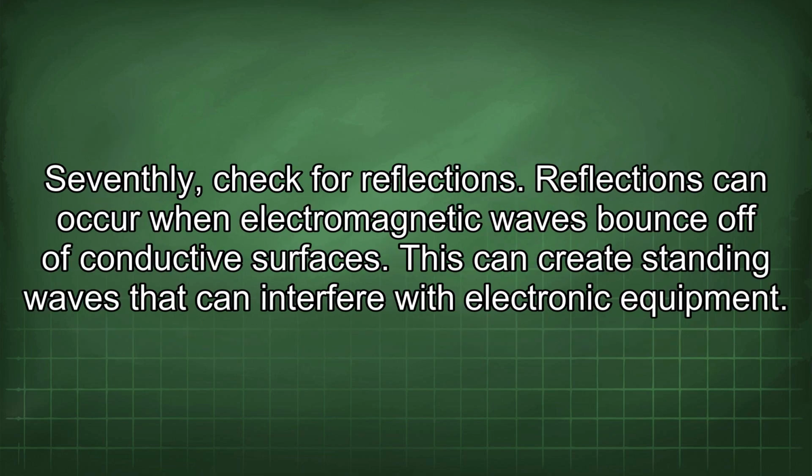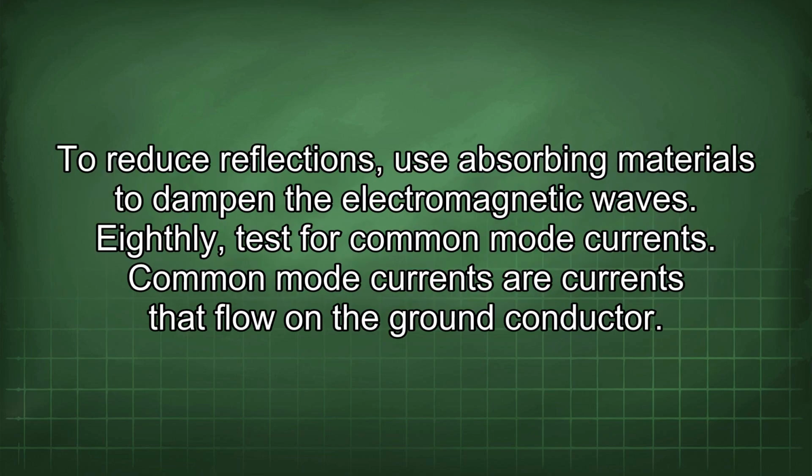Seventhly, check for reflections. Reflections can occur when electromagnetic waves bounce off of conductive surfaces. This can create standing waves that can interfere with electronic equipment. To reduce reflections, use absorbing materials to dampen the electromagnetic waves.